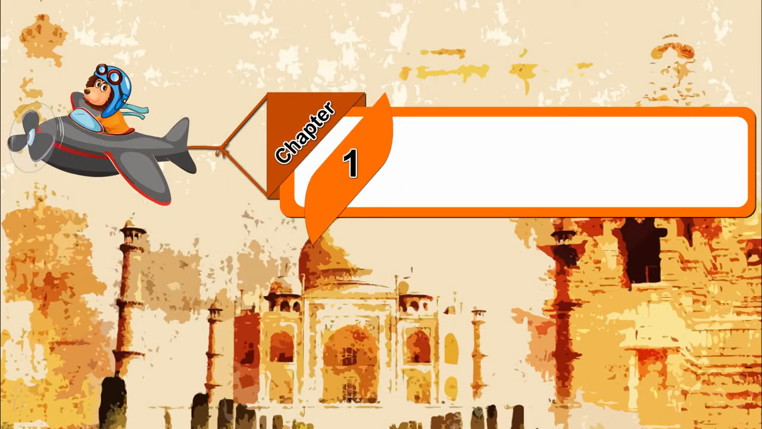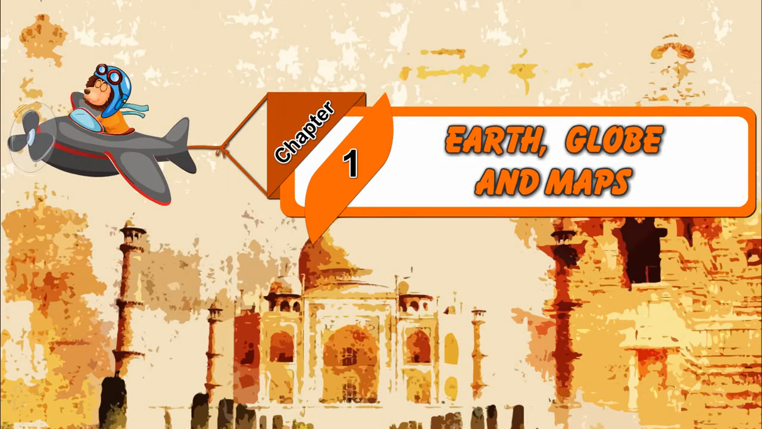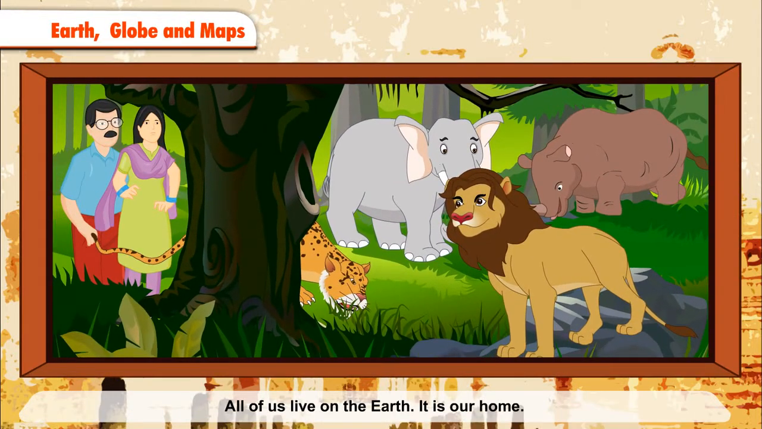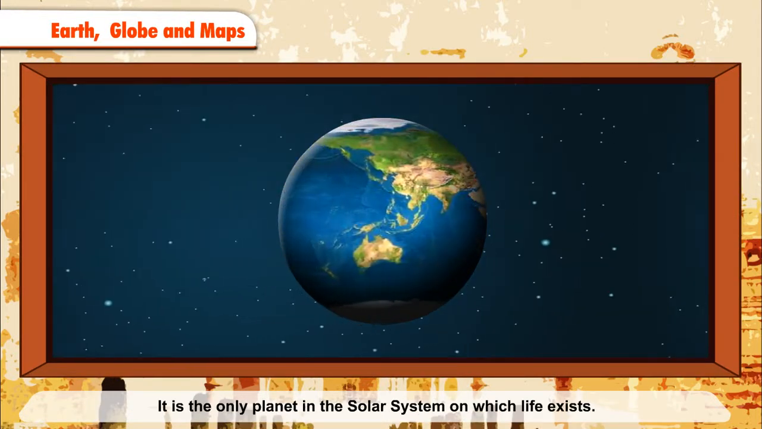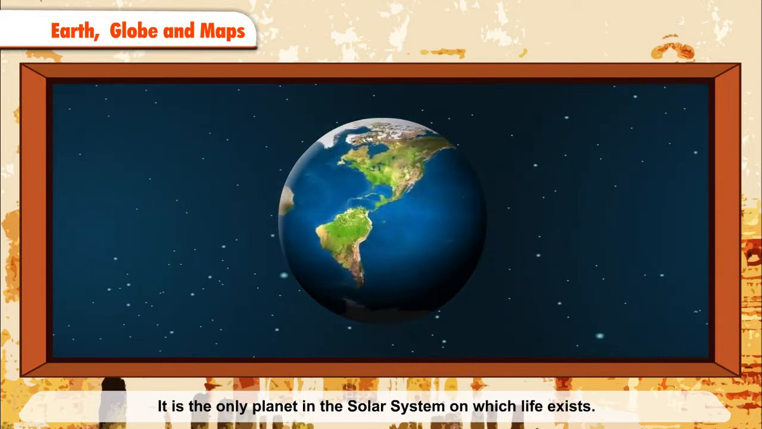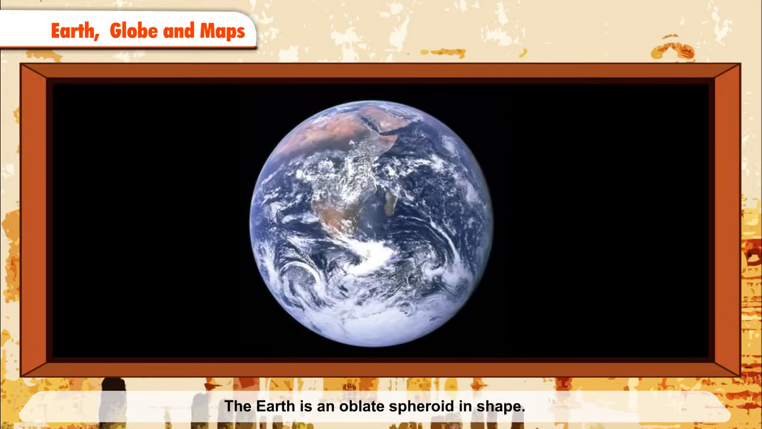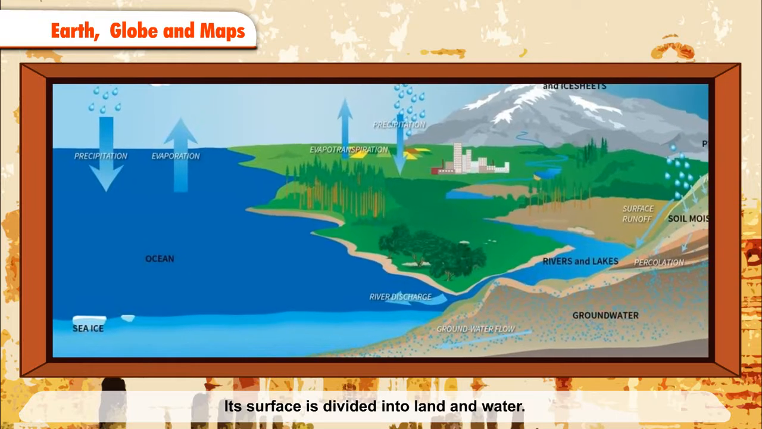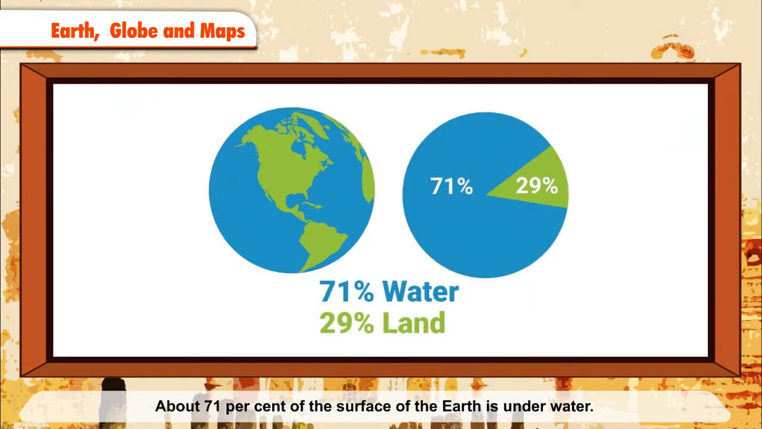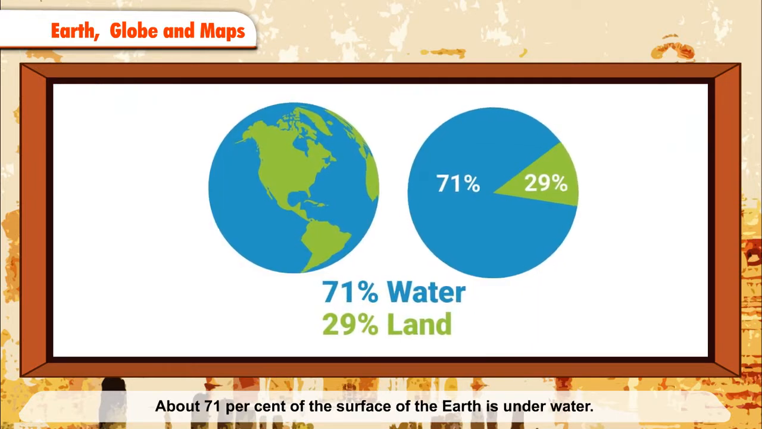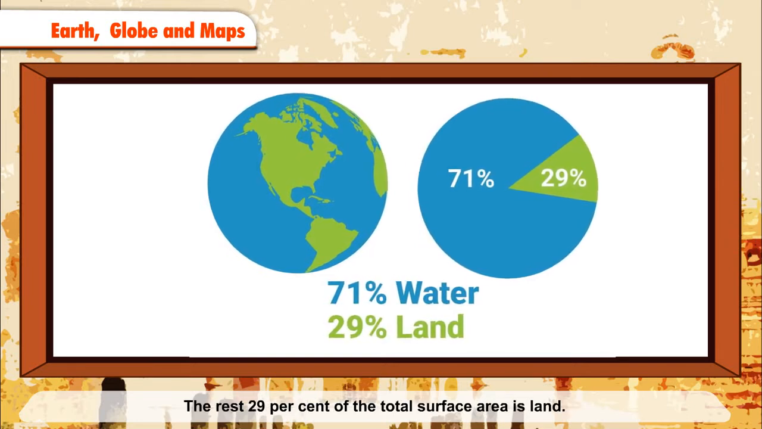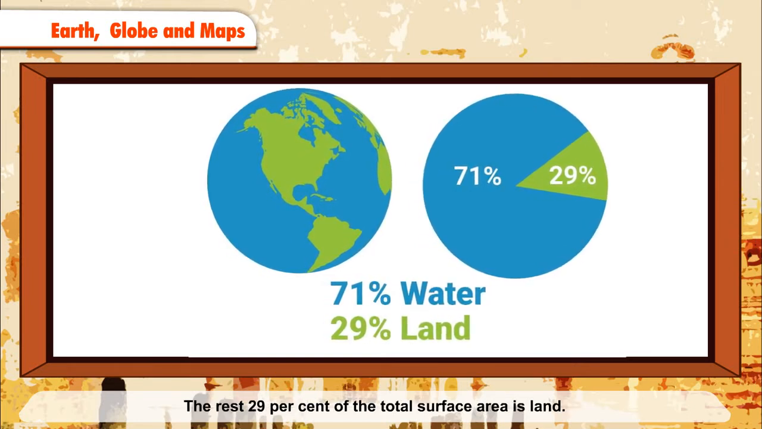Chapter 1. Earth, Globe and Maps. All of us live on the Earth. It is our home. It is the only planet in the solar system on which life exists. The Earth is an oblate spheroid in shape. Its surface is divided into land and water. About 71% of the surface of the Earth is underwater. The remaining 29% of the total surface area is land.